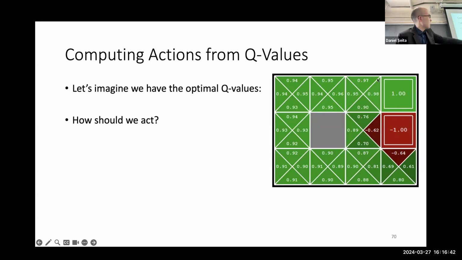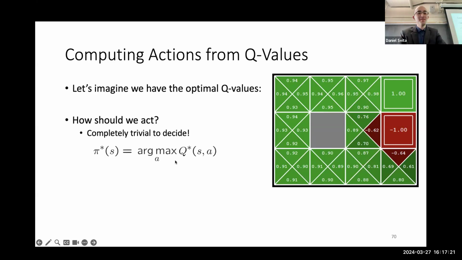All right, so again, if we're at this state here, what is the best action to take? Up, down, left, right? Left? Okay, why do you say that? Because that direction has the maximum value. Okay, that seems reasonable. So, right?